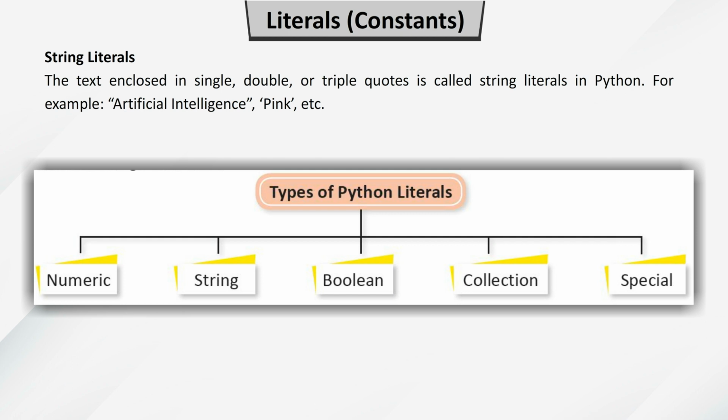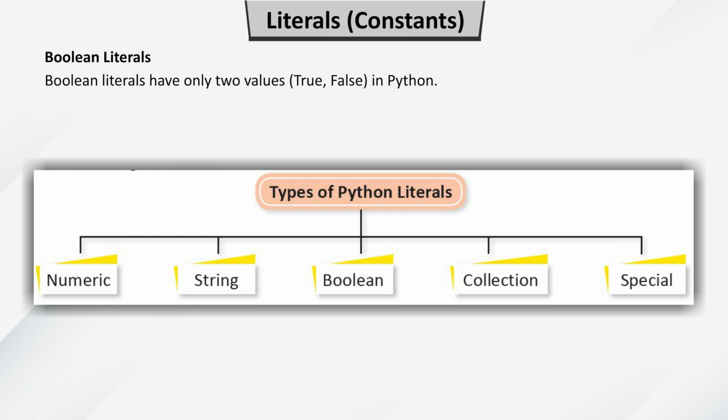For example, artificial intelligence, pink, etc. Boolean literals. Boolean literals have only two values in Python, True and False. Collection literals. It contains collections such as lists, tuples, dictionaries, etc. Special literals. Python has a special literal, None. It denotes no value.